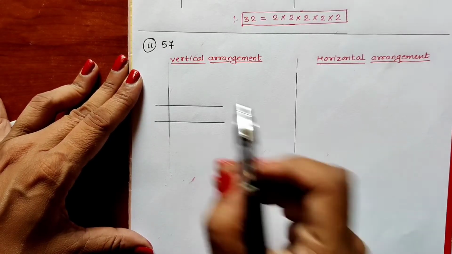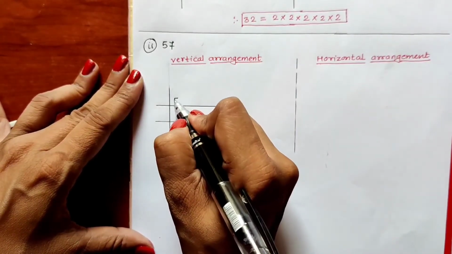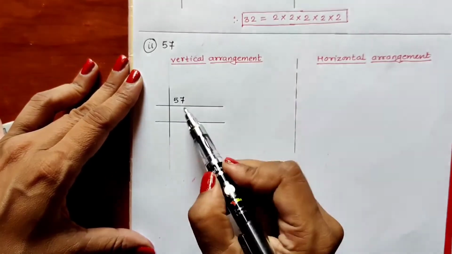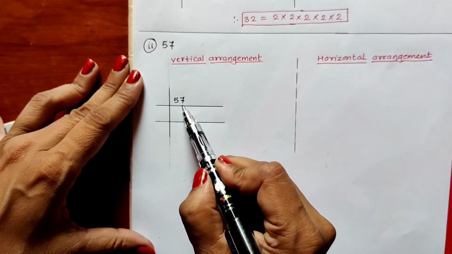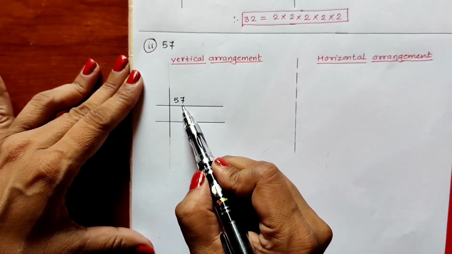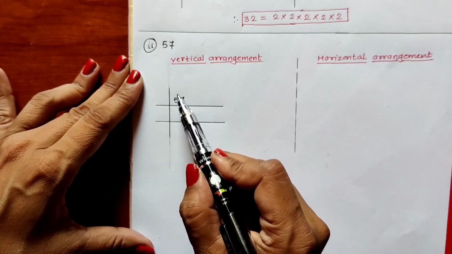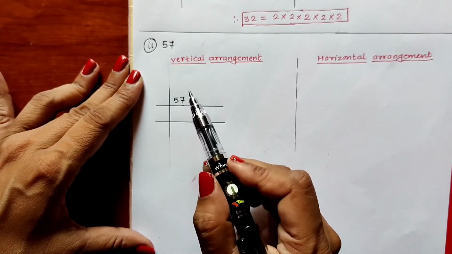Now next number is 57. Let us write 57 here. 7 is in the unit place. 7 is not an even number. It is an odd number. So it is not divisible by 2. 57 is not divisible by 2.